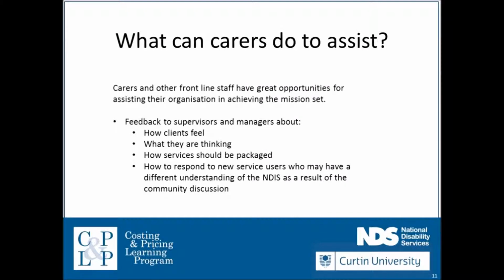What can carers do to assist? One of the things about the NDIS is that up until relatively recently, it has been an issue for CFOs and CEOs in organisations. So those senior people that are making decisions about the finances and decisions about the strategy. Board members have also been very interested in the NDIS, as have senior operational managers. But carers and other frontline staff also have great opportunities for assisting their organisation in achieving the mission that has been set.